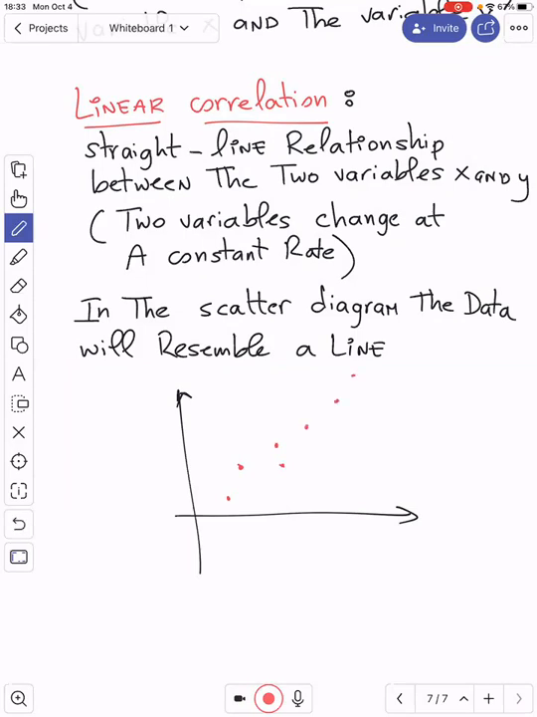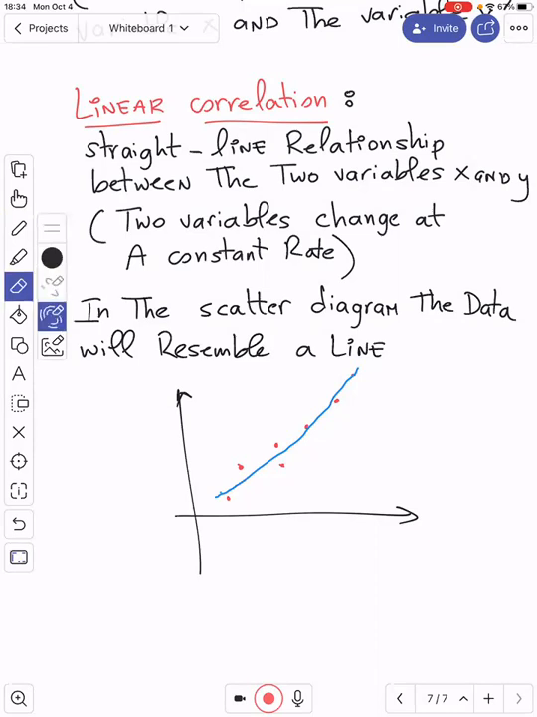Okay, and of course, the best line here, guys, is the line that comes closest to each point. So like in this case, probably the best line would be, for example, let's say this line right here. So in this case, we have sort of a linear correlation.